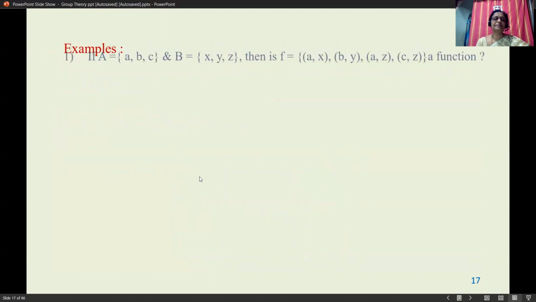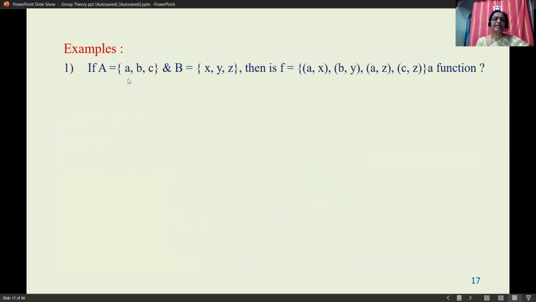Examples. Let A be the set containing A, B, C and B be the set containing X, Y, Z. Then F is equal to the collection of ordered pairs where A is associated to X, B is associated to Y, A is associated to Z, C is associated to Z. See here, A is associated to X and A is associated to Z. Means A is associated to two different elements here.